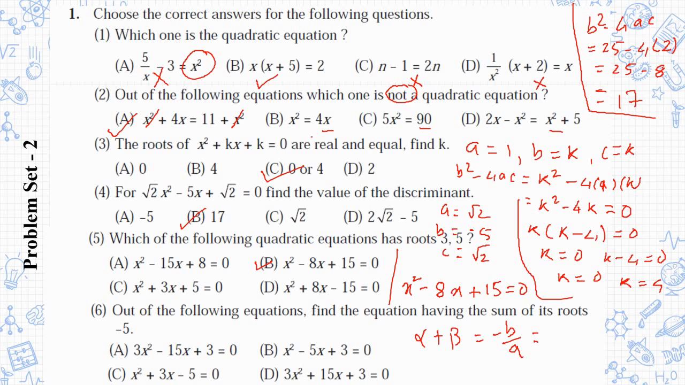So this is not. If you see the second one, if you take minus of minus 5 upon 1, here also you will get plus 5. So this is also not. We see the C option, alpha plus beta, it will be minus 3 upon 1, which is also not the answer. And if you see the D one, it will be minus 15 upon 3, that is minus 5. So D is the answer.